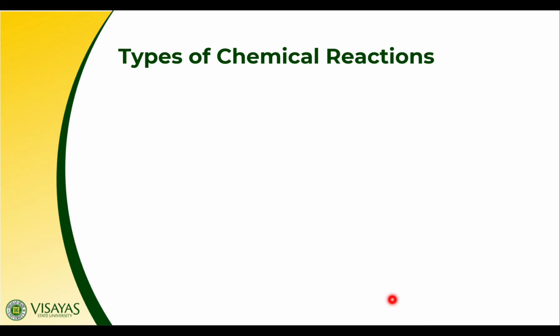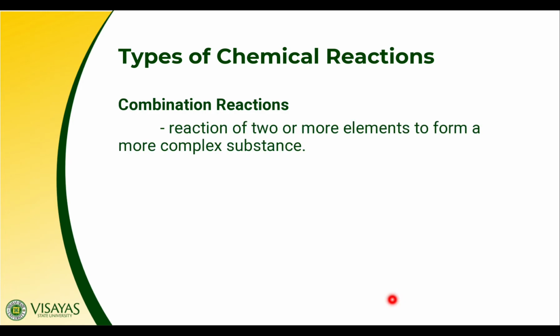Okay, so we have different types of chemical reactions. We start with combination reaction. When we say combination reaction, this is a reaction of 2 or more elements to form a more complex substance. So in general, for combination reaction, we have A and B. They combine to form a more complex AB substance.